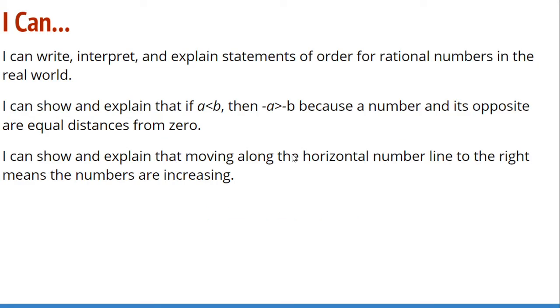Alright, we are going to write, interpret, and explain statements of order for rational numbers in the real world. We are going to show and explain that if A is less than B, then negative A is going to be greater than negative B because a number and its opposite are equal distance from zero. Things we've hit in prior lessons. And we're going to show and explain that moving along the horizontal number line to the right means the numbers are increasing.